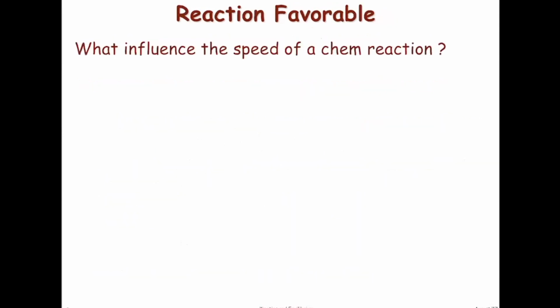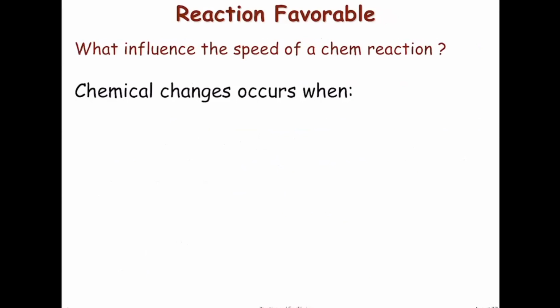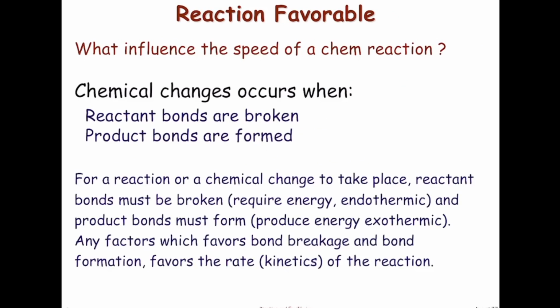So let's take a look at why reactions are favorable. Reactions are favorable because whenever a chemical change occurs, bonds have to break and new bonds have to form. Then and only then, when the atoms are rearranged to get a new chemical identity, do you have a chemical reaction. So anything that accelerates bond breaking and bond forming is going to speed up the reaction. So here it is again. Bond has to break, bond has to form, and then you get a chemical reaction.